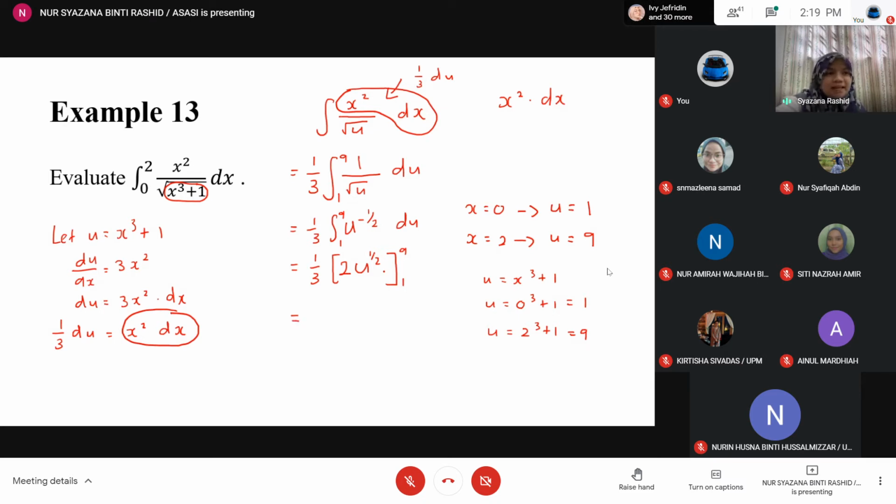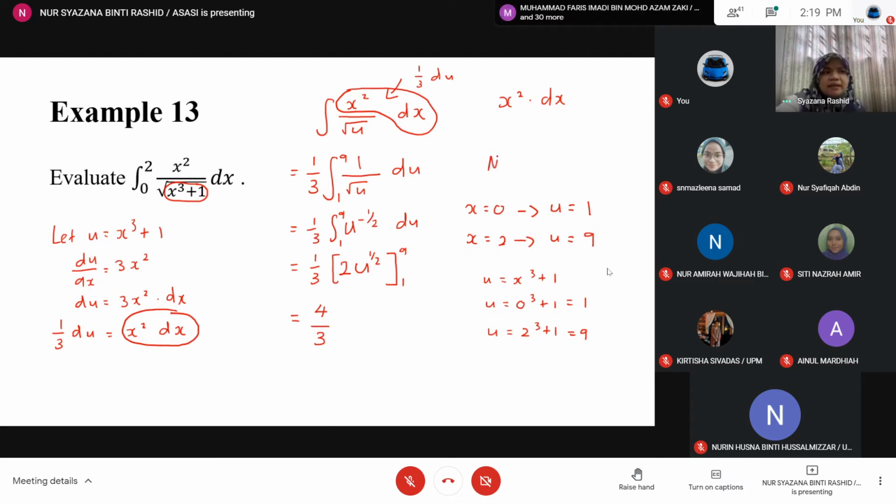Buat macam biasalah, you selesaikan definite integral. Substitute 9 minus substitute 1. Then you will get answer 4/3. Ni kita dah bincang last week. So saya tak perlu tunjuk lagi macam mana dapat 4/3. Okay, substitute 9 minus substitute 1. Then your final answer is 4/3.